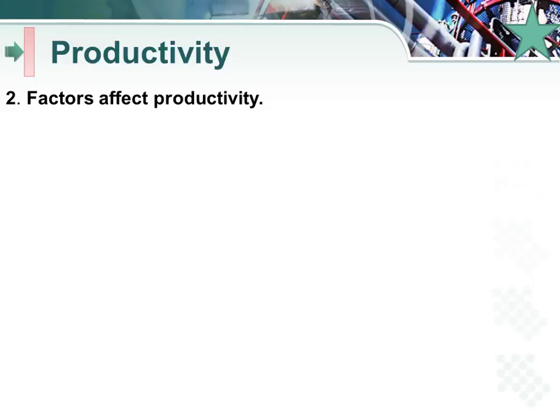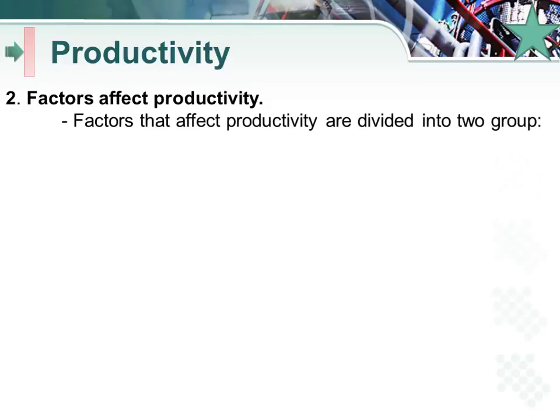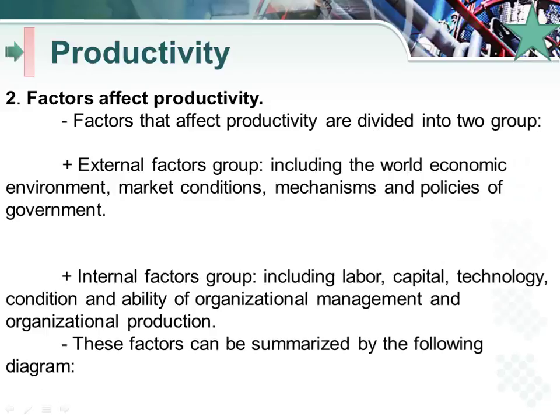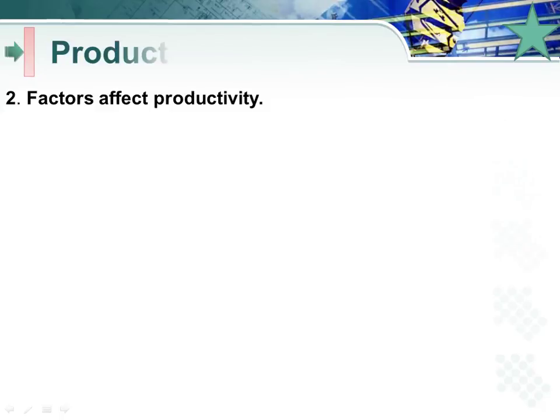After learning the definition of productivity, we will go to the factors that affect productivity. Factors that affect productivity are divided into 2 groups. The first, external factor group, including the work economic environment, market conditions, mechanisms, and policy of government. The second, internal factor group, including labor, capital, technology, condition, and ability of organizational management and organizational production. The factors can be summarized by the following diagram.